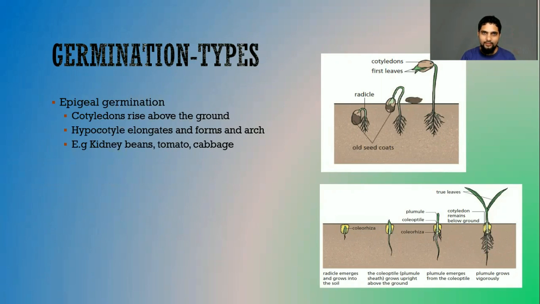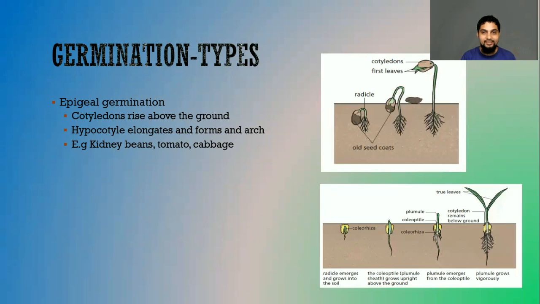There are two types of germination that you need to be aware of, and they are called epigeal germination and hypogeal germination. To describe epigeal germination, you should know that epigeal germination is when the cotyledons will rise above the ground. If you look at the image on the right at the top, you would see that the cotyledons rise above the ground. That is in the third structure that you would see in the diagram. The hypocotyl elongates and forms an arch.